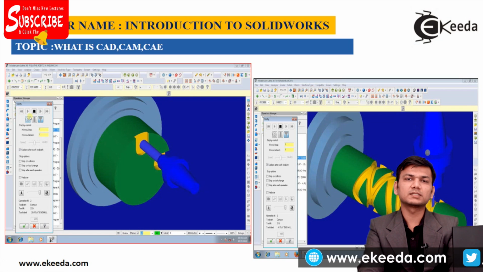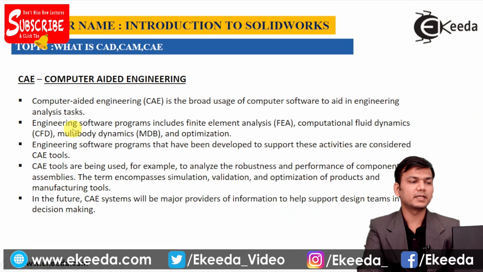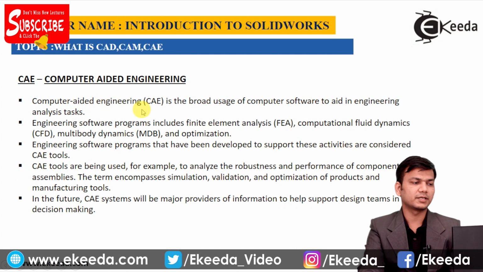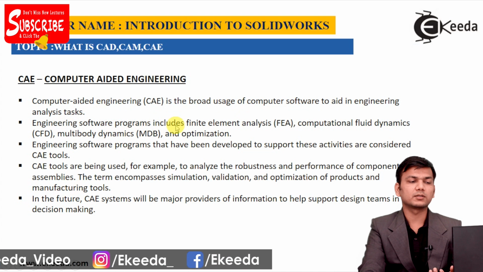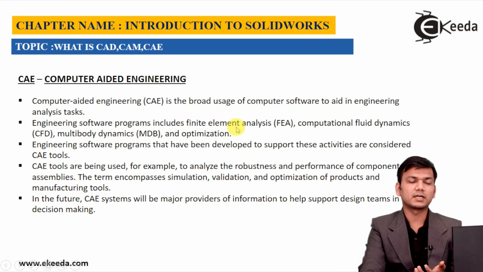Now we'll see what is CAE. CAE means computer aided engineering. It deals with the analysis part. Basically, computer aided engineering is a broad use of computer software to aid in engineering analysis tasks. Engineering software programs include finite element analysis, that is FEA, computational fluid dynamics, CFD, multi-body dynamics and optimization. Engineering software programs that have been developed to support these activities are considered CAE tools.